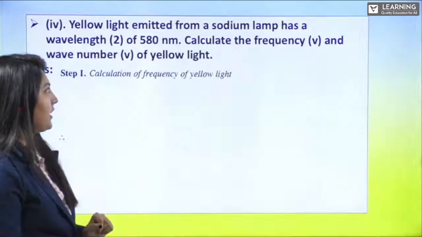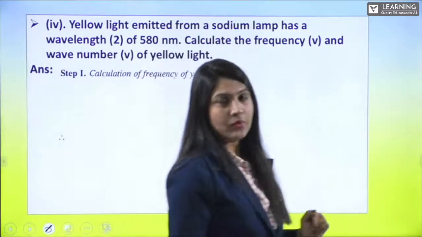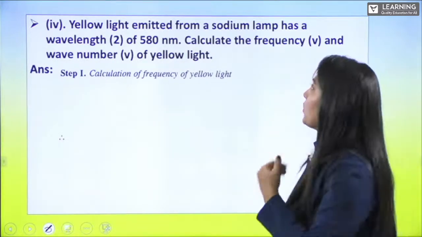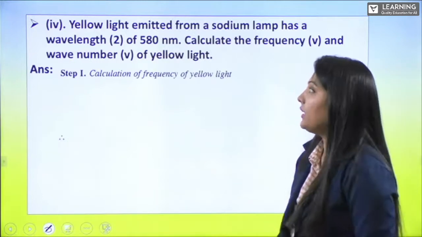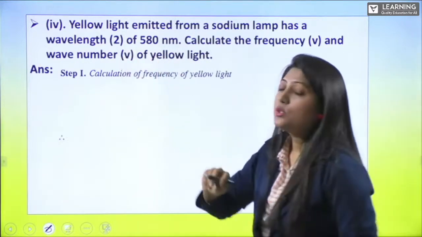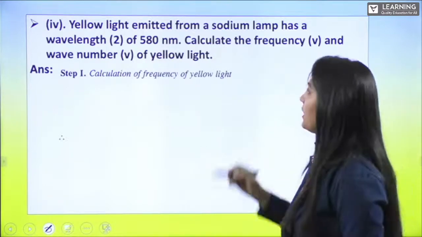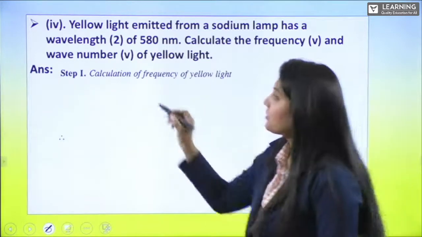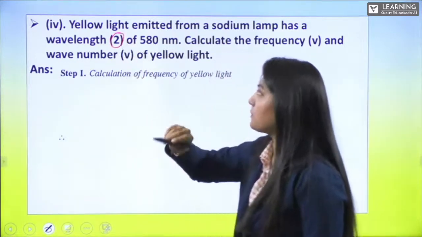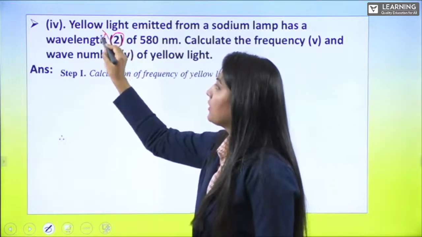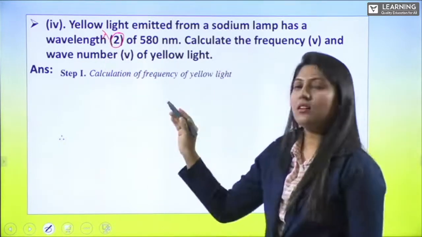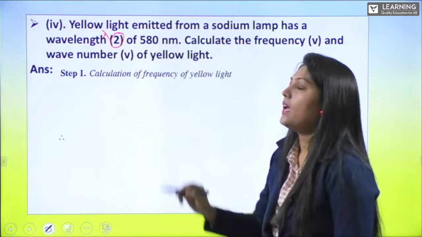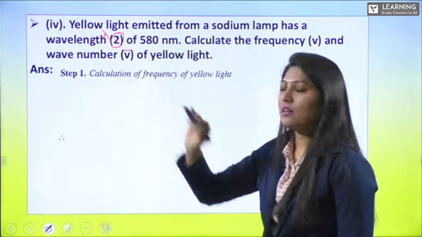Got it, students? Fine. The next question. What is the question? Yellow light is being emitted from the sodium lamp with a wavelength of 580 nanometer. Calculate the frequency and wave number of the yellow light. The symbol given there should be lambda. Lambda is the representation of wavelength, mu is the representation of frequency, and mu bar is the wave number.